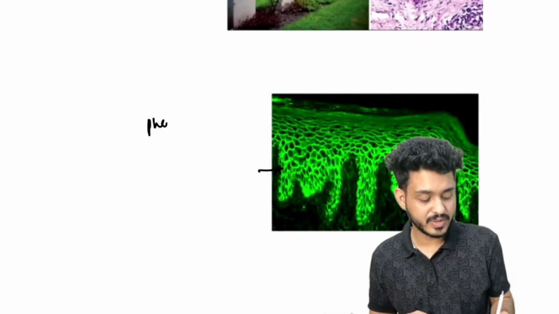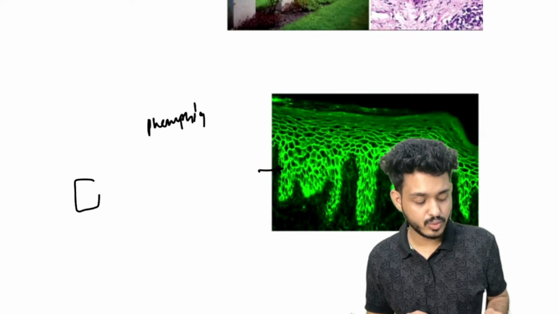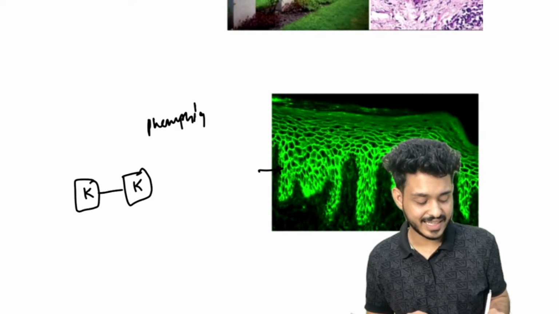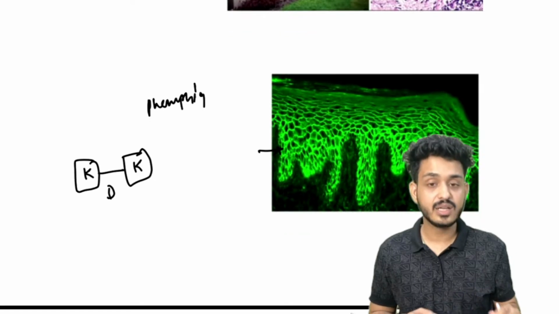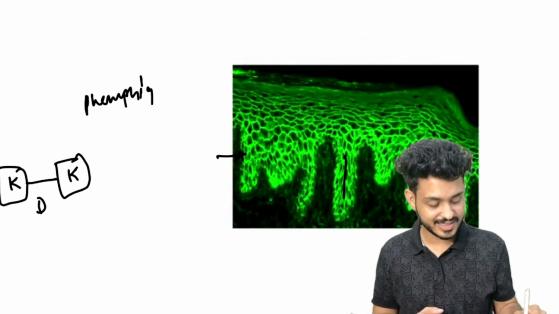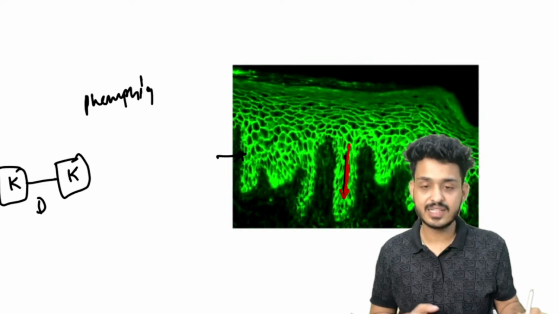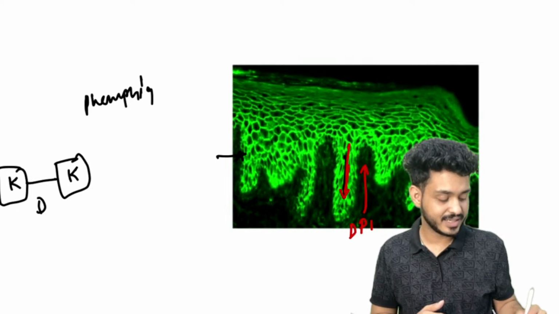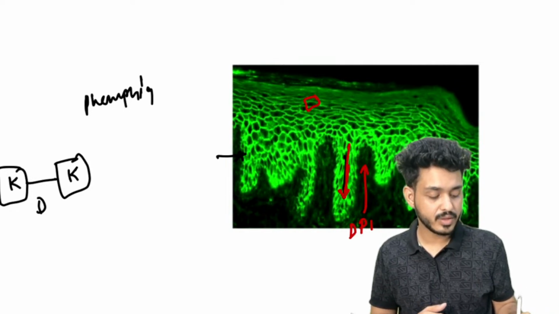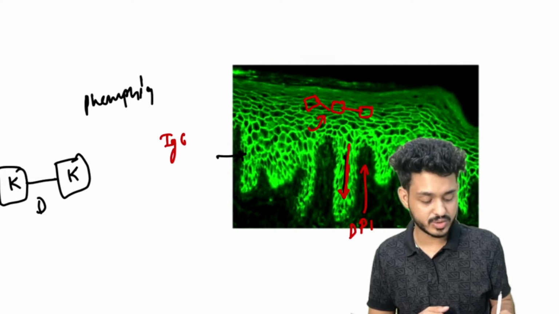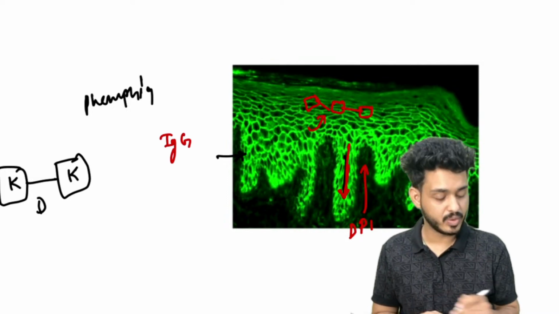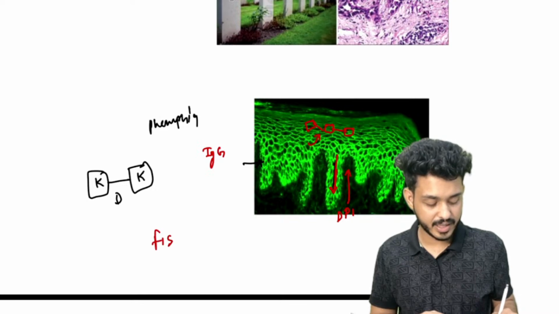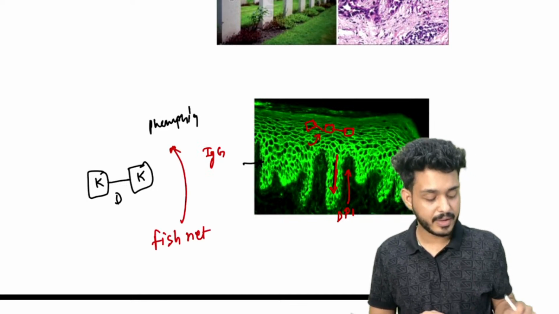In pemphigus group of disorders, what will happen? You will be having two keratinocytes. They are bound together with the help of desmosomes, right? These are your rete ridges, try to identify. These are the part of epidermis which are going into dermis, and these are your dermal papilla. Now these keratinocytes are bound together with the help of desmosomes, and here again IgG is getting deposited. This is the antibody that is getting deposited, and this is known as fishnet type of pattern you will be seeing in cases of pemphigus group of disorders.